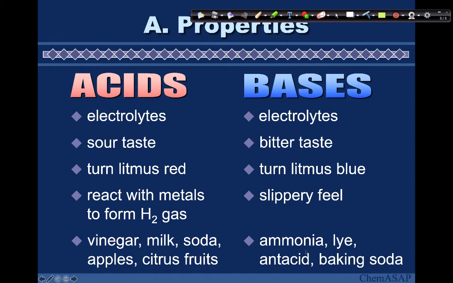Now, antacids also contain bases, so they'll contain things like bicarbonate or carbonate or hydroxide. An antacid will be used to neutralize stomach acid. So if you have acid reflux or heartburn, it can help neutralize your stomach acid.